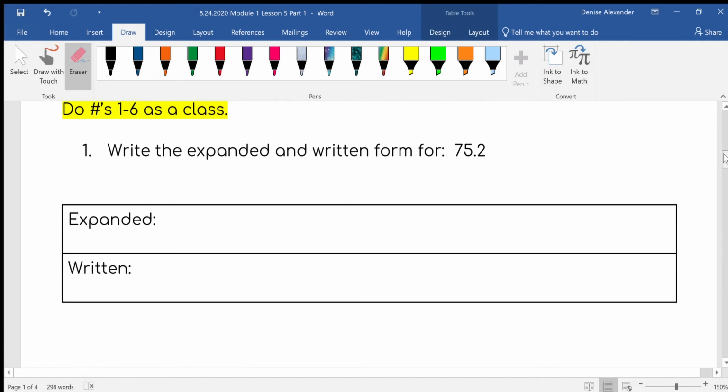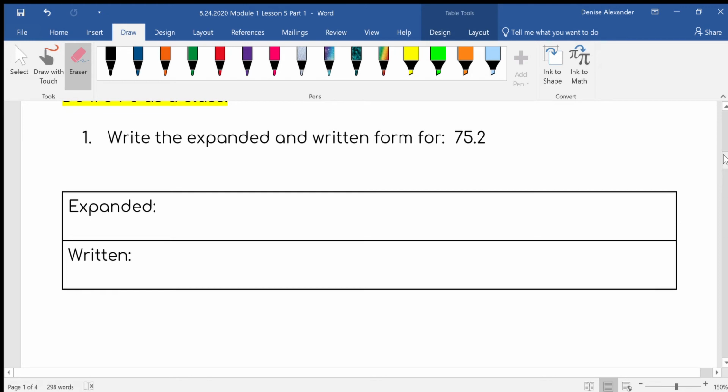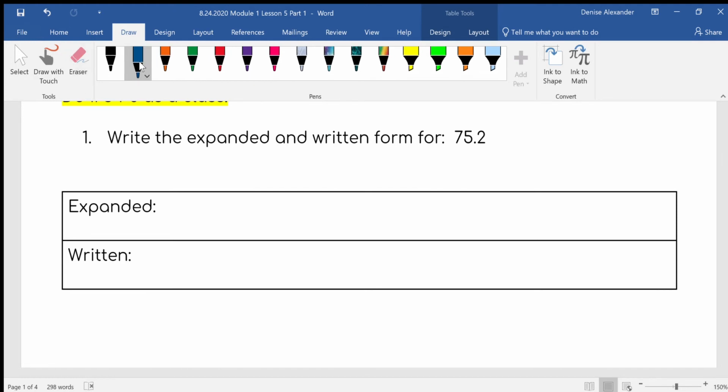So let's get started. Our first question is saying, we're going to do expanded and written form from our standard form, our numerical form of 75 and 2/10. So when I do the expanded form, I'm just going to write a math problem. I'm going to add. So I'm going to expand it out and put it in the place value form. So we're going to do 70 plus 5 plus 2/10. There is another way to write 2/10, but right now we're going to worry about fractions. And then we're going to do it in written form.